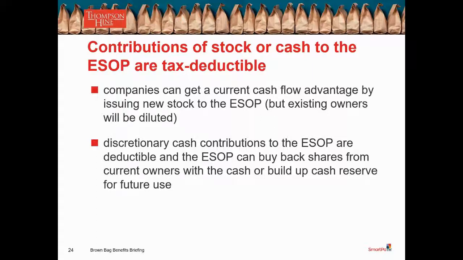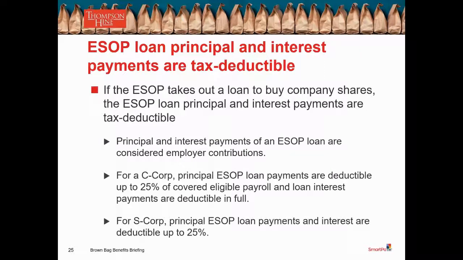But the contributions of stock or cash to the ESOP are tax deductible. The company is making a contribution to the ESOP, much like it makes a contribution to a pension plan or a 401k plan, and those are tax deductible. The ESOP loan principal and interest payments are tax deductible. These rules get a little bit more complicated, but basically, when the ESOP takes out a loan to buy company shares, the ESOP's loan principal and interest payments that they make on that loan generally are tax deductible. There's a little bit different rules depending on if you're a C Corp or an S Corp, but generally the payback on that loan is tax deductible.